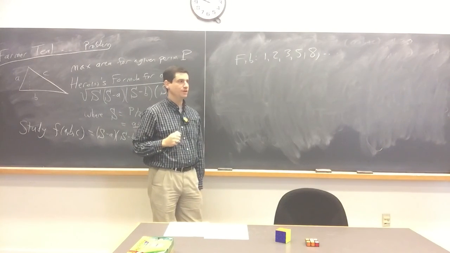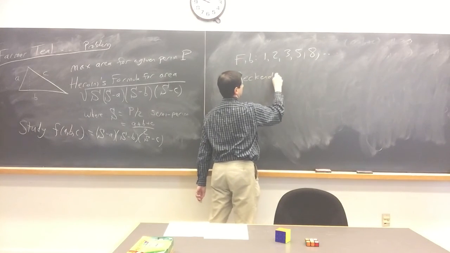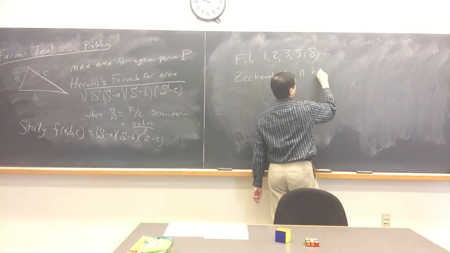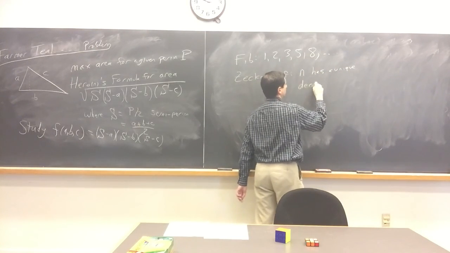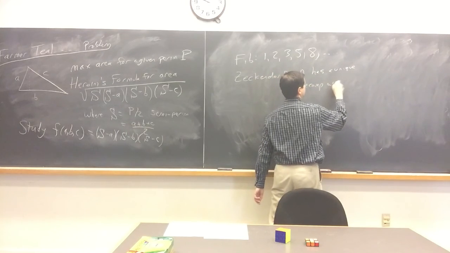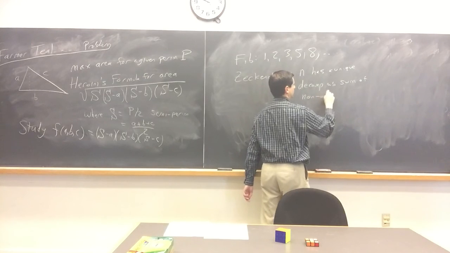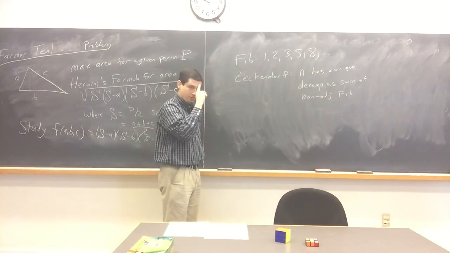And what's nice is if you write it like this, you have Zeckendorf's theorem. Every number has a unique decomposition as the sum of non-adjacent Fibonacci numbers. And the proof is essentially the greedy algorithm.